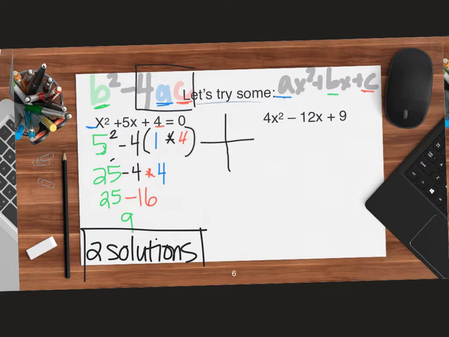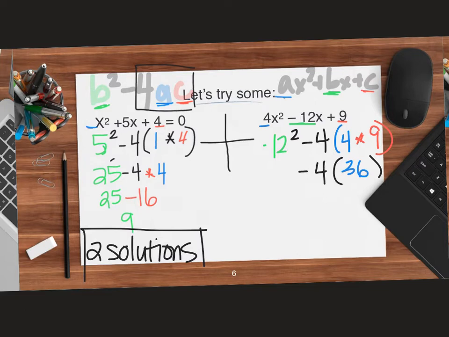Okay, my B is negative 12. And then that is going to be squared minus 4 times A, which is 4, times C, which is 9. Go ahead and start simplifying. So 4 times 9 is 36. That's going to be times negative 4 and negative 12 squared. So negative 12 times negative 12 is 144.